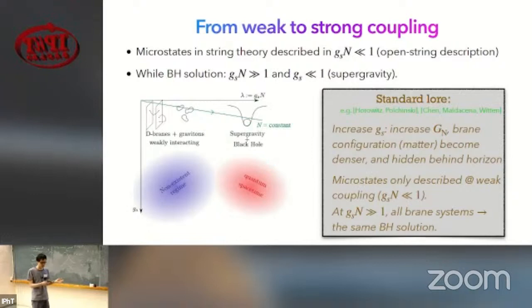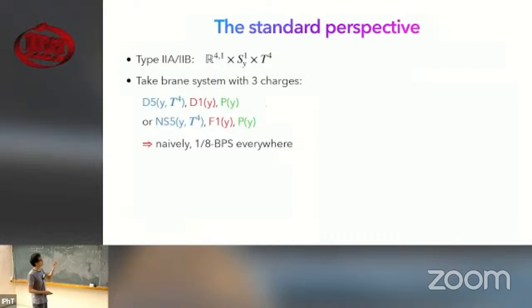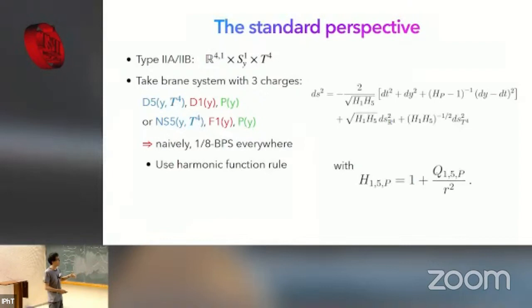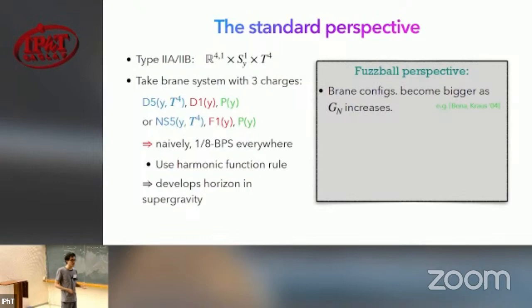You can also think from this perspective in string theory. Suppose you take type 2A or type 2B in the following topology with a circle and four tori. Take, for instance, the D1-D5-P system or the NS5-F1-P system. Naively, you would say that the system is 1/8 BPS everywhere, and you could use the harmonic function rules, get a metric, and from the metric you would deduce that it has a horizon at r equals zero in supergravity. But the fuzzball perspective gives you something different.